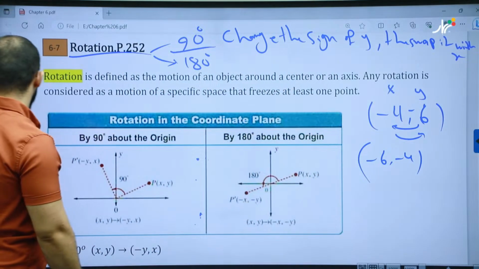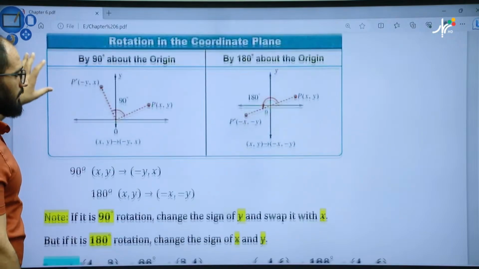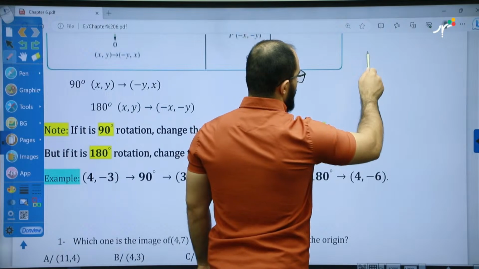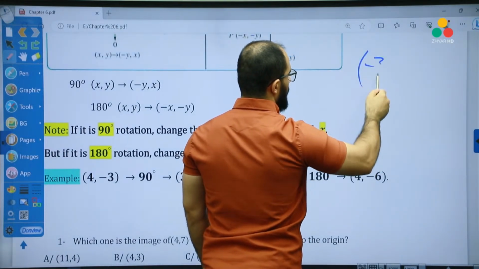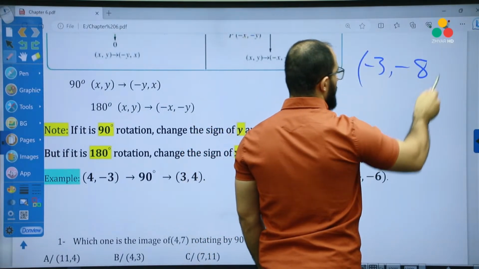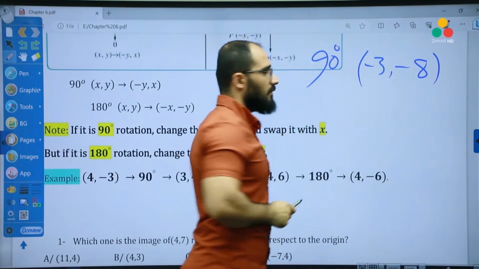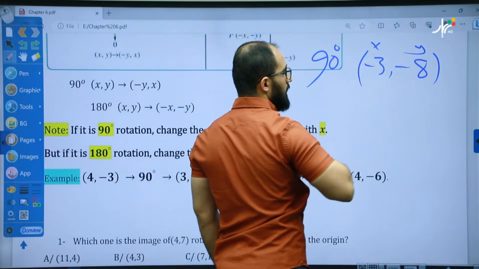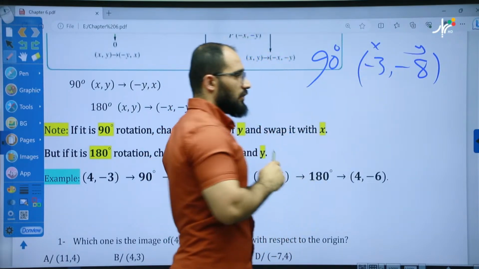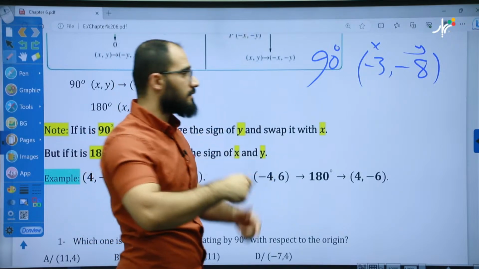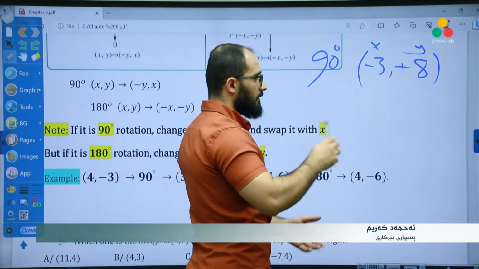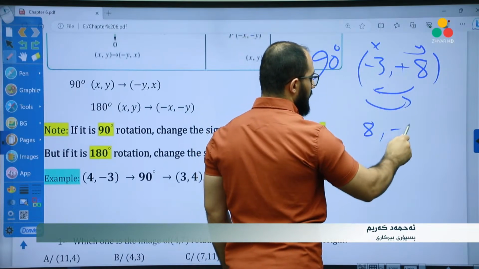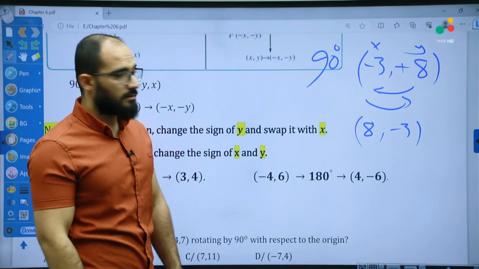Let's write another example. For example, we have -3 and -8. We have 90 degree rotation. X and y. So which one is y? -8. Change the sign of y. It's negative, change it, it's going to be positive. After that, swap it with the x. So it's going to be +8 and -3. This is the correct answer.